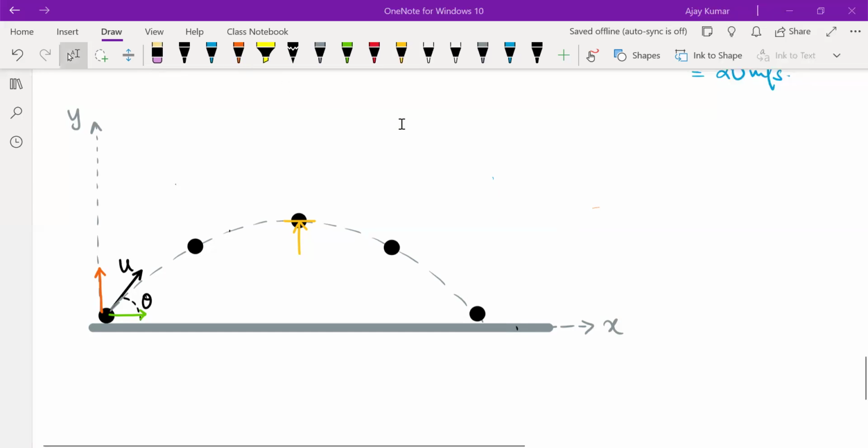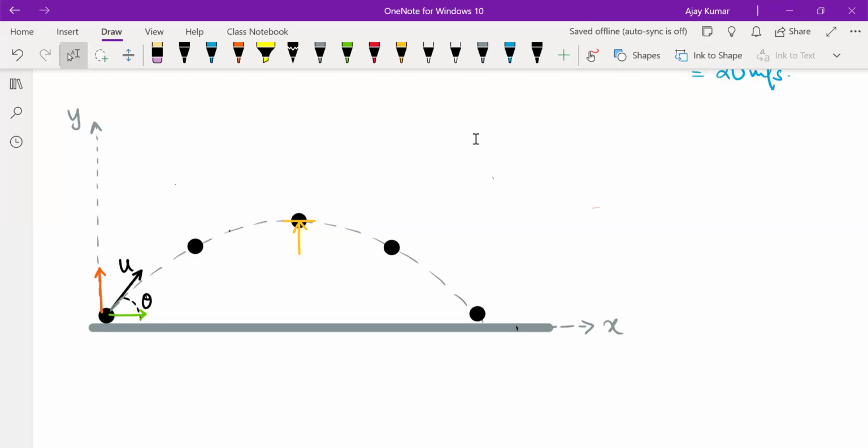Are you all able to see my screen? No, sir. Okay, just a moment. There was a power cut here. Just a moment. Now is it visible? Yes, sir.